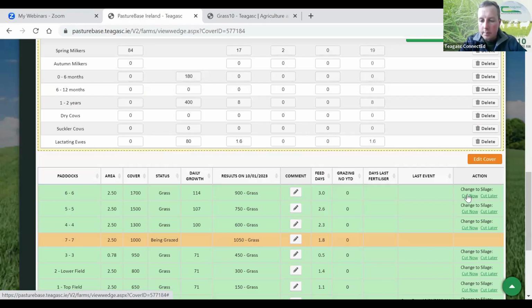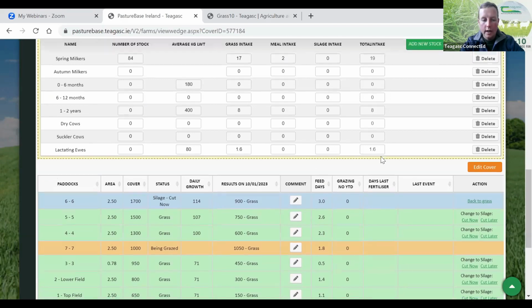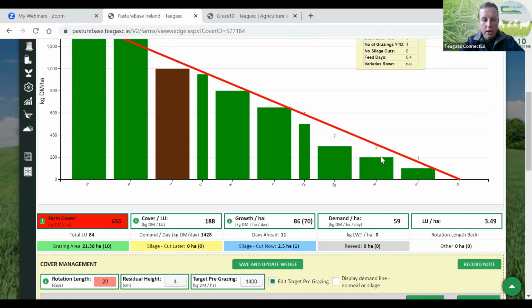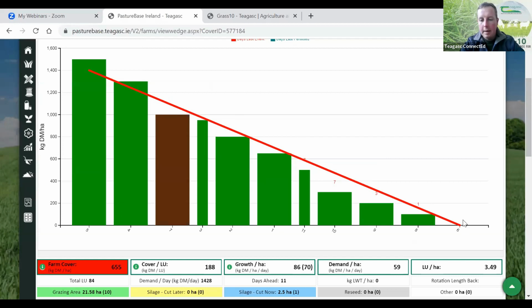Now there's 2 options. I can put in silage cut now or silage cut later, and I'll show you what to do. So if I put this paddock into silage cut now, it removes it off the top of the wedge, and it places it back down at the bottom of the wedge. So it just puts it back down at 0. It's like I've called the contractor, he's coming in, he's going to take out some paddocks now. I've mowed it down, he's going to take them out, and it's back to 0 again. So it doesn't really affect the rotation length. Okay, so that paddock will still be back ready for grazing within 2 or 3 weeks.